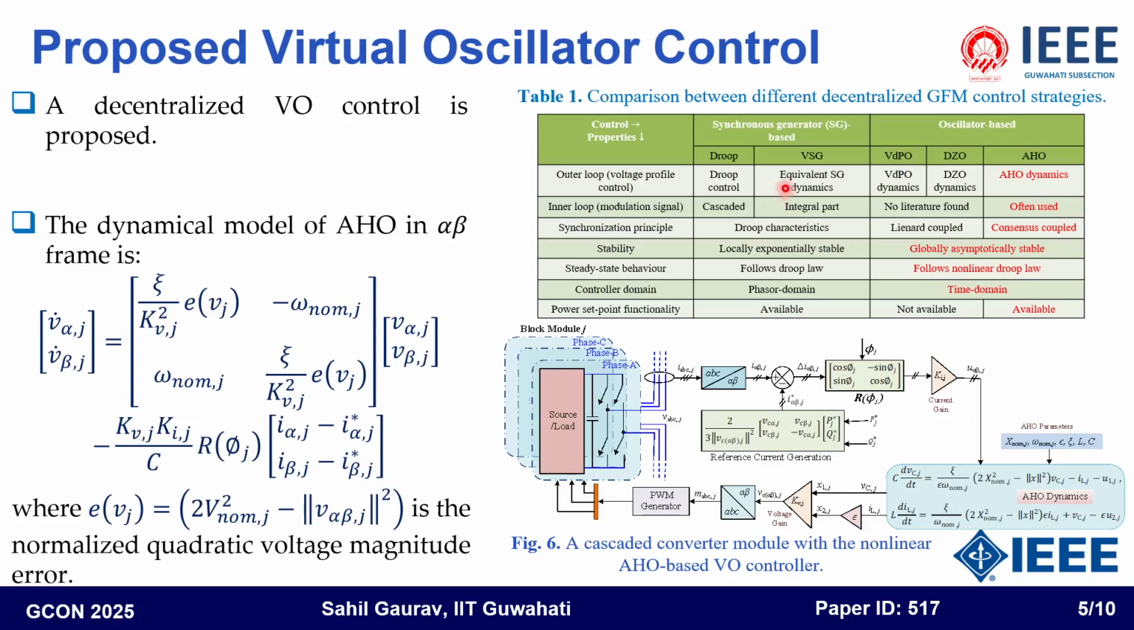Table 1 shows the comparison of different decentralized grid forming controller strategies, where Droop and VSG come under the synchronous-based category, while in oscillator-based, the commonly used controller strategies are VDPO, the Van der Pol oscillator, then the dead zone oscillator, and then Andronov-Hopf oscillators, which have been used here because of their several advantages over the other oscillator-based control strategies.